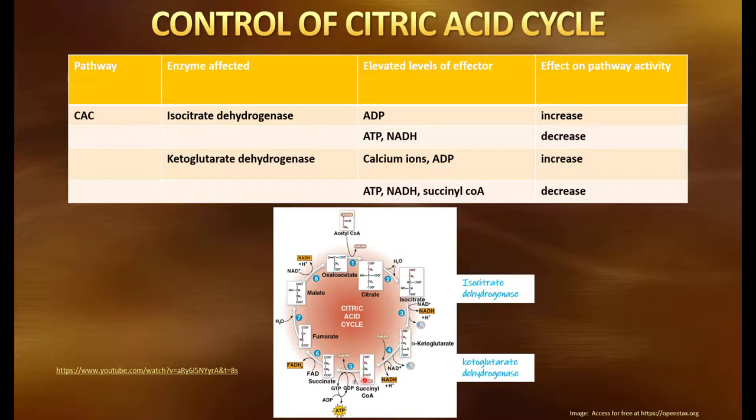The next enzyme we have here, the ketoglutarate dehydrogenase, we see here in step 4, going from alpha-ketoglutarate to succinyl-CoA. So what are the products here? Well, succinyl-CoA is one of our products, and if that level gets high, it decreases the activity of this enzyme. We also have as products ATP and NADH like we had before. If those levels are high, it will decrease the activity of the enzyme. ADP is a reactant, therefore if it's in high quantity, it will increase the activity.